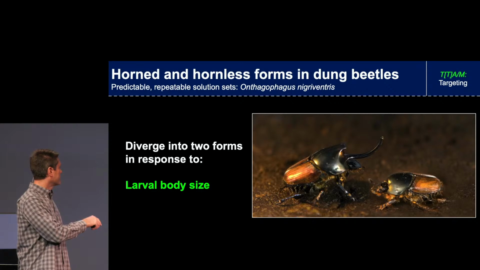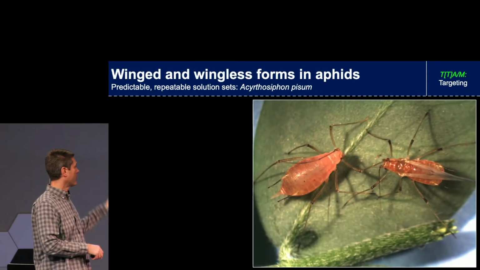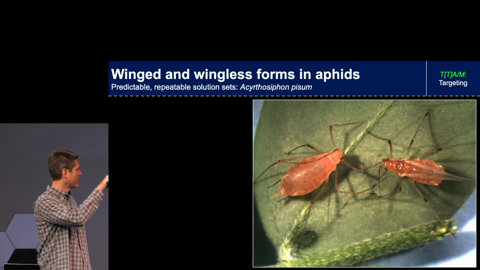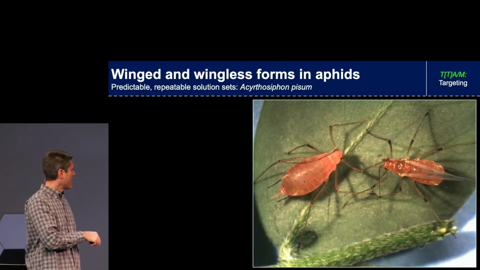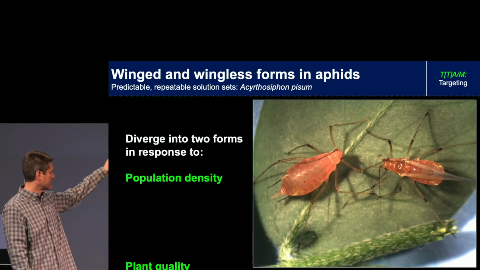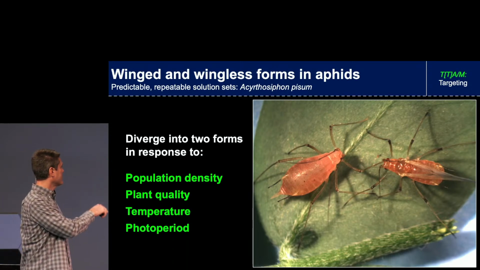And here's another example. You've got winged and wingless forms in aphids. Again, these are predictable and repeatable solution sets to the same problems. Here's your wingless form, and there's your winged form over there. And these two forms diverge in response to actually a number of things: population density, plant quality, temperature, and photoperiod.